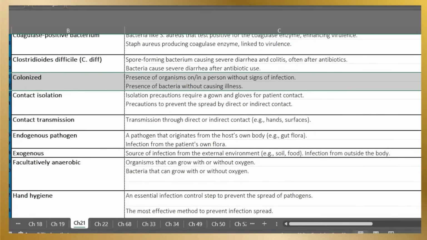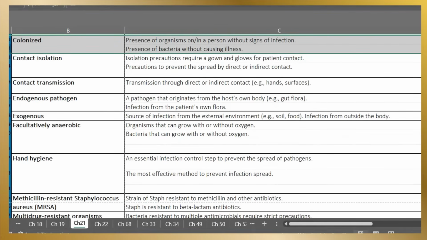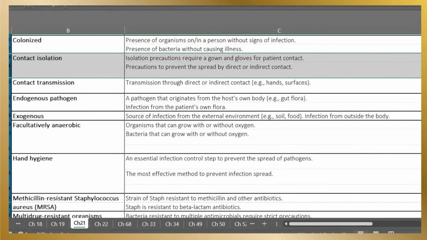And getting a little further down, here we have contact isolation. Isolation precautions that require a gown and gloves for patient contact, to prevent spread by direct or indirect contact. So contact means touch. It's a gown plus gloves, put on before entry. Touching spreads it, so you need to block the spread.